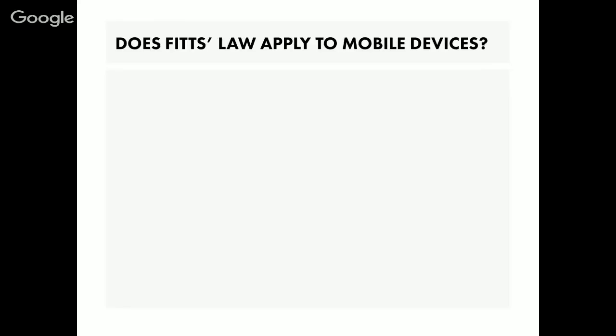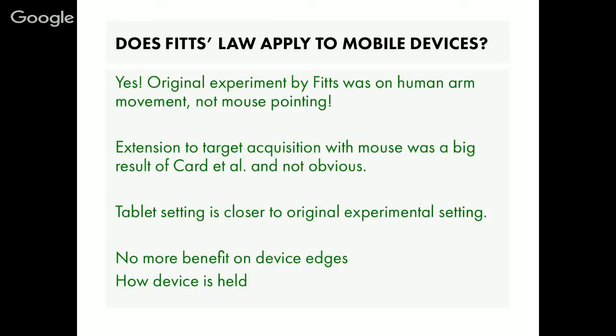But we're dealing with mobile devices. Does this still apply to us? I don't know. It ends up that the original studies actually were performed in something that's even more like that setting, was on a human arm and movement. So it's actually better mapped even to what we're doing on a mobile device. So with Fitts law, the extension to target acquisition to mouse was a big result. This is Stu Card that did this work. And in fact, the tablet setting is a closer setting to what is actually backing up Fitts law.